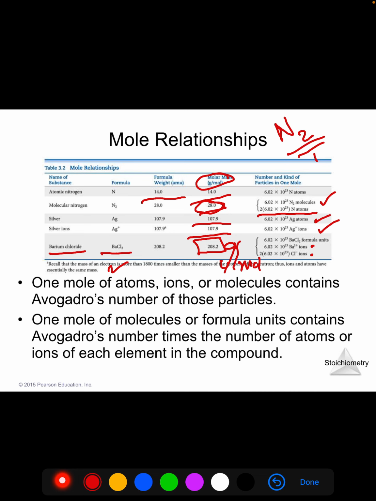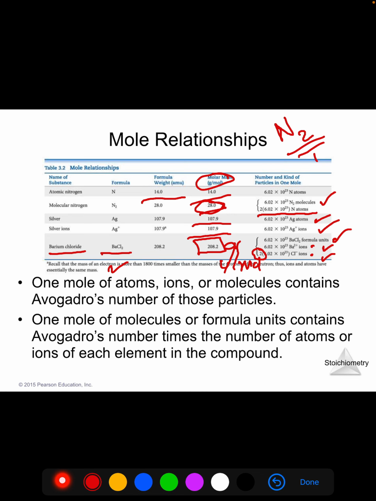And that would have 6.02 times 10 to the 23rd barium chloride units. And since there's 1 barium atom for every barium chloride, you'd have the same number of barium atoms, but you would have twice that number, see the little number 2 there, of chloride atoms or ions in the compound barium chloride, in a mole of the barium chloride.